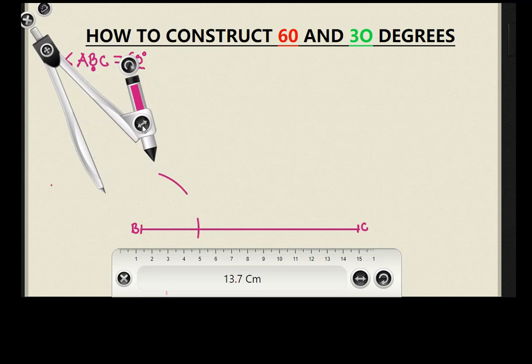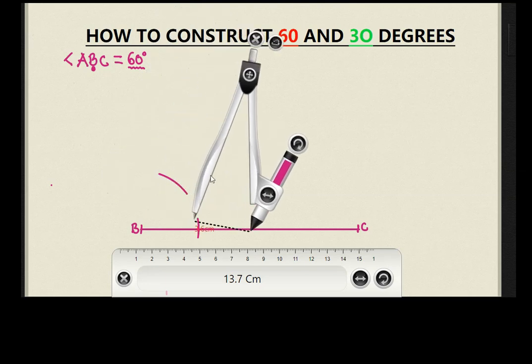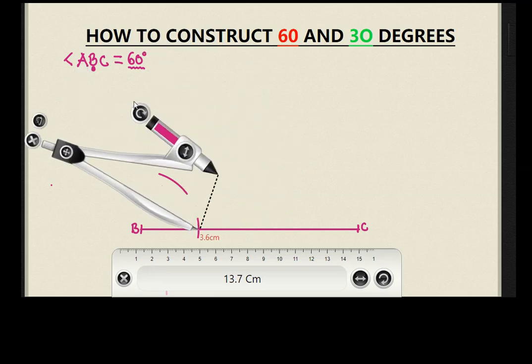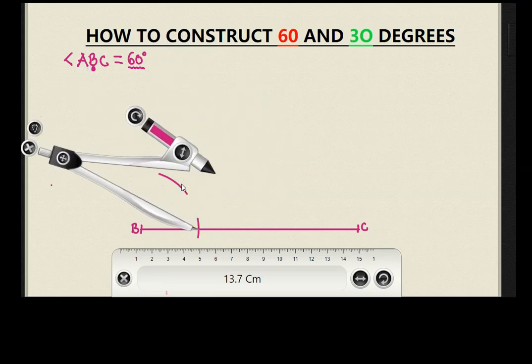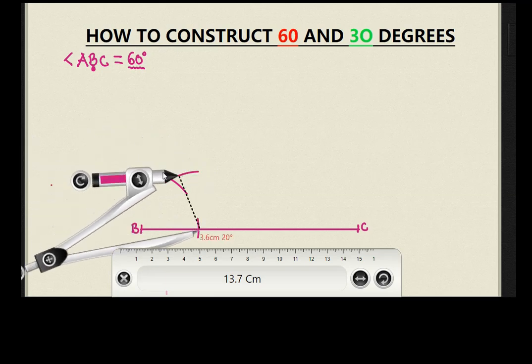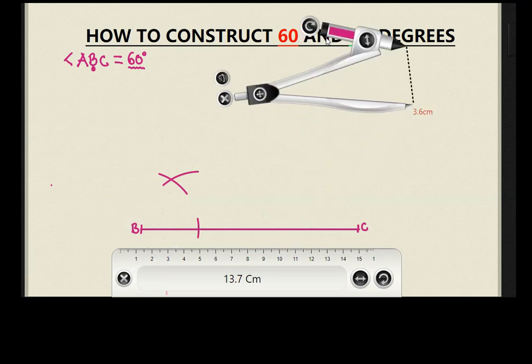Don't change this radius, but transfer your compass to the point where the arc crosses the line, and draw an arc such that it will intersect with the arc that you drew above the line. So I'll draw my arc like that and place it properly somewhere.